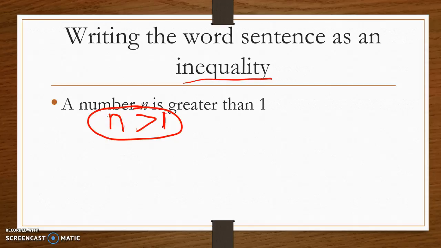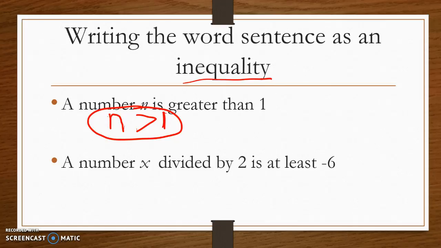Alright. Take a pause if you need to copy this down. Alright, next one. A number x divided by 2 is at least negative 6. Okay? So that means that this, and this is tricky, you've got to make sure you understand what it's saying, is at least negative 6. So it is negative 6 or bigger than negative 6. Okay? So that means it's greater than or equal to negative 6. Alright, you can pause if you need to. This is your answer for that one.